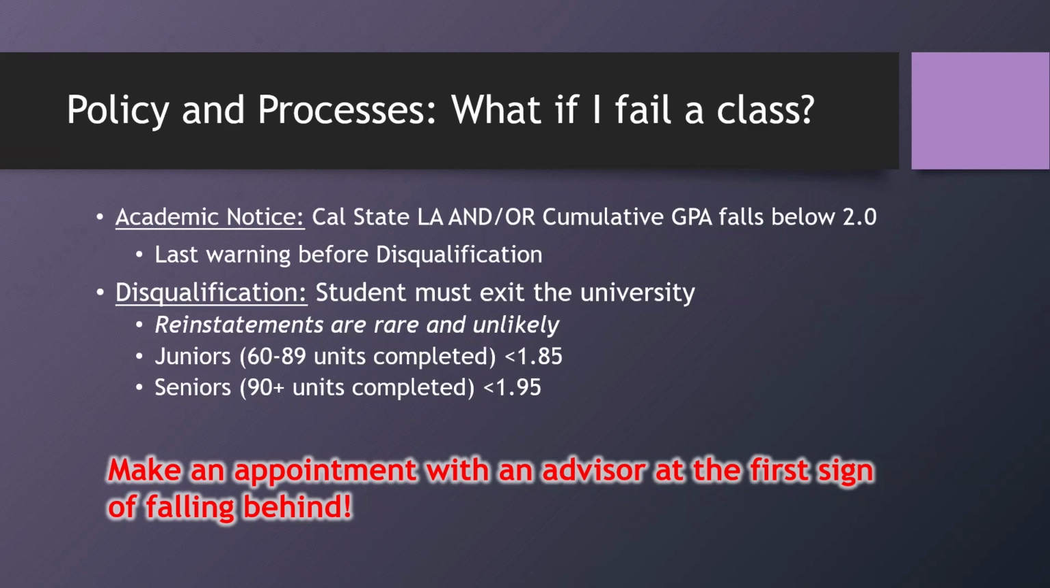Keep in mind, we could reinstate the student once, but those cases are rare and unlikely. So here are the GPA thresholds. If you're a junior, and let's say in your first semester you get under a 2.0, you're going to get an academic notice. Basically they give you a warning. So the next semester, if your GPA is still below 1.85, you are going to get disqualified. And that's for juniors. Of course, for seniors, it's a little bit higher because you're getting closer to graduating. For a senior, if your GPA is below 1.95 for 2 semesters, you're going to get disqualified.